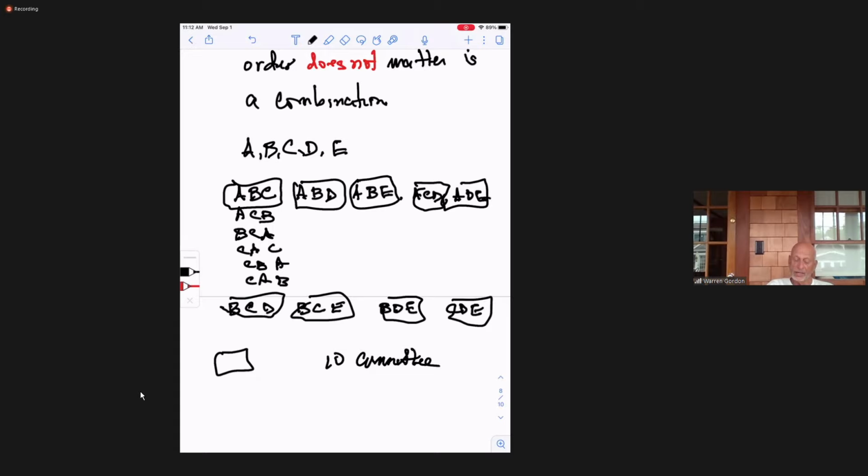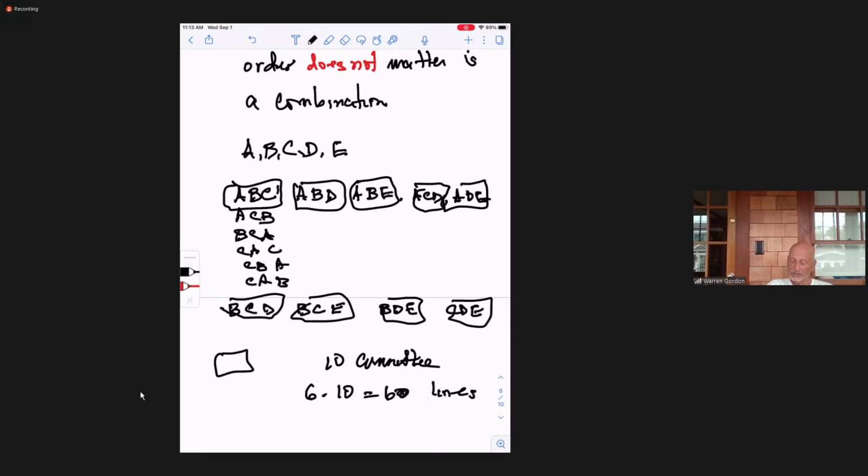But if I was thinking of them in terms of lists, each committee has how many lists? 6. Or 60, I could put them in 60 different lines. So notice one of the answers is a multiple of the other. By the way, why are there 6? Because if I have 3 letters, in how many ways can 3 letters be jumbled? 3 factorial. So notice each group has 3 factorial different lists that I can make.